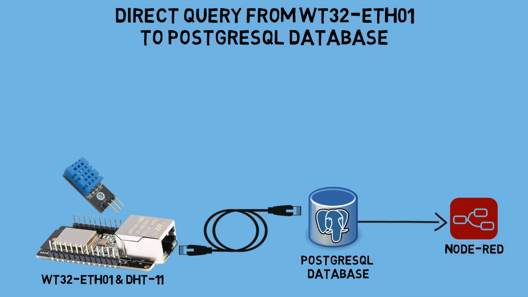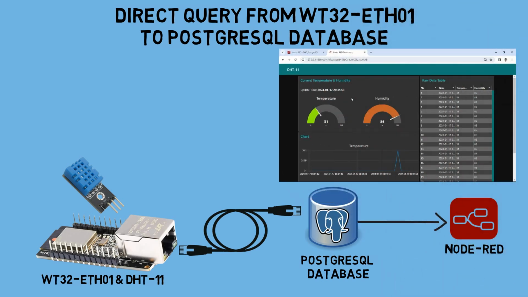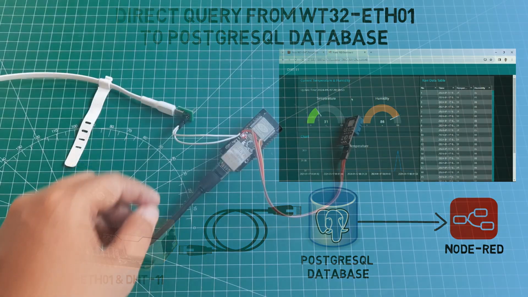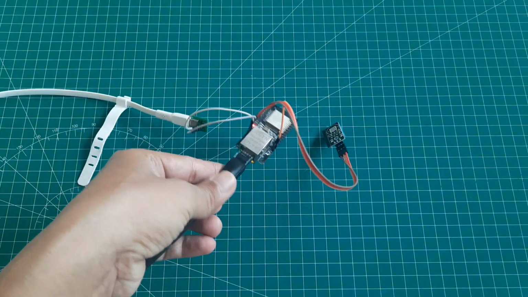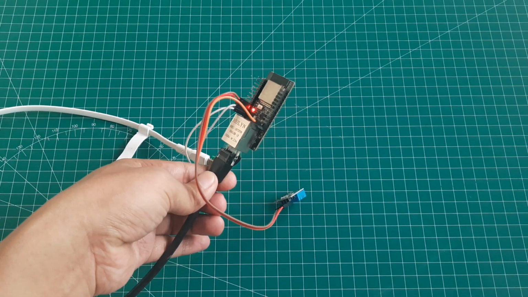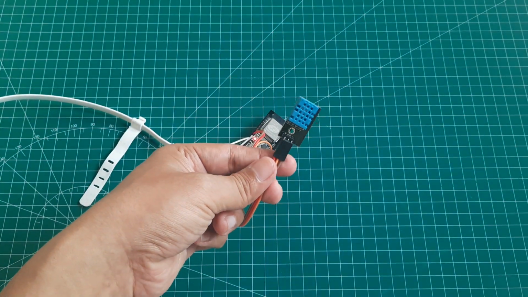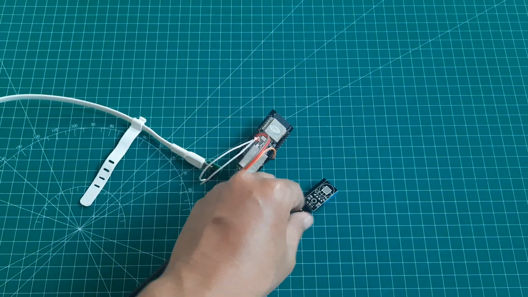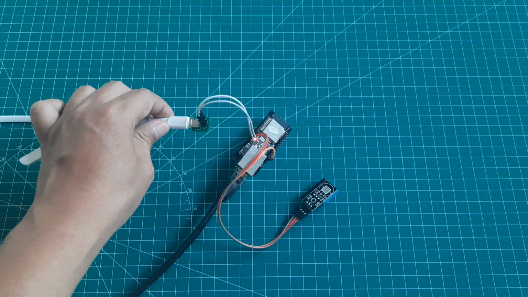To display the recorded results from the database, I'm using NodeRed as the dashboard. These are the components I'm using. The WT32-ETH01 board is the IoT device, a DHT11 sensor to read temperature and humidity values, and a micro USB adapter to power the board. And of course, an Ethernet cable for network connectivity.